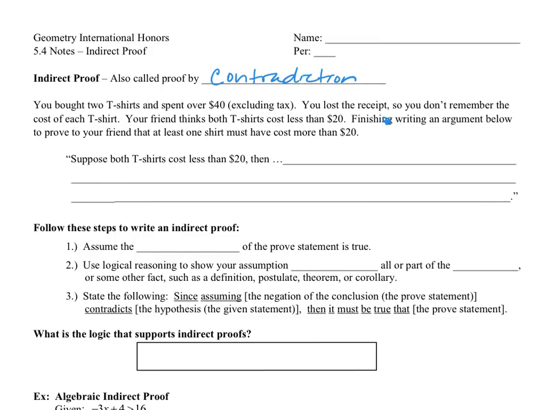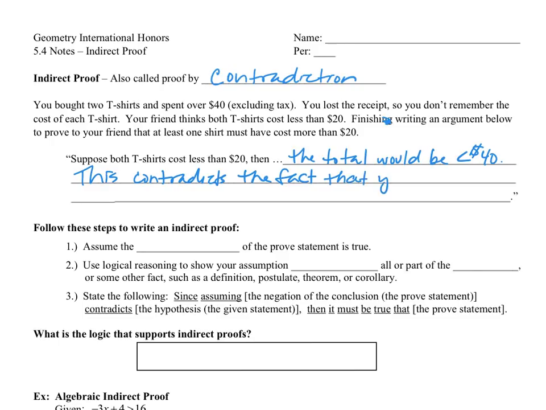We could say, well, if both t-shirts cost less than $20, then the total that you spent would be less than $40. Now, the problem with that is that this contradicts what you know to be true. This contradicts the fact that you spent more than $40. All right?